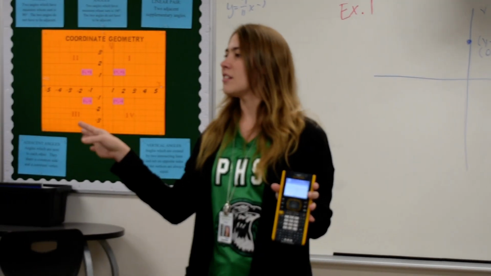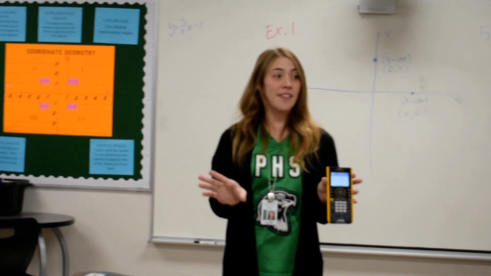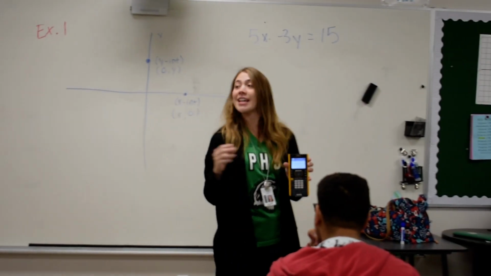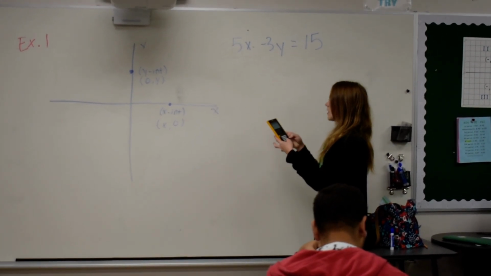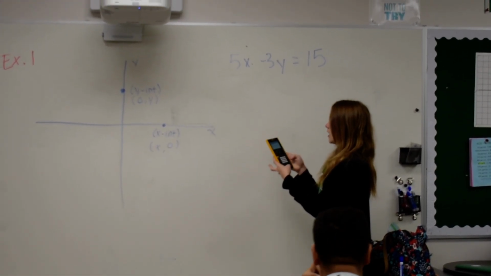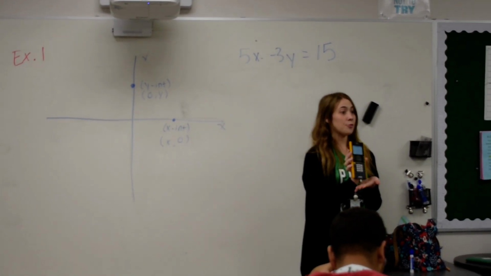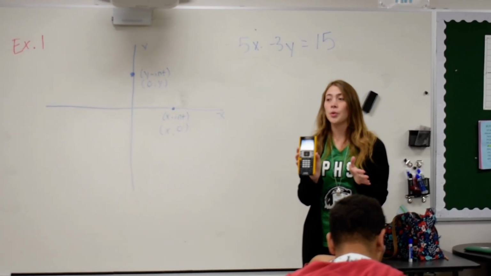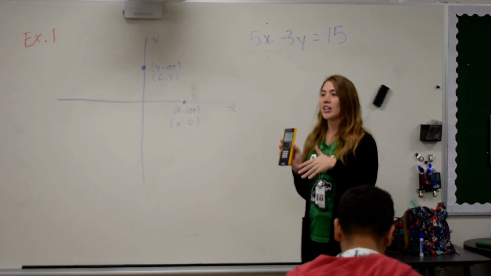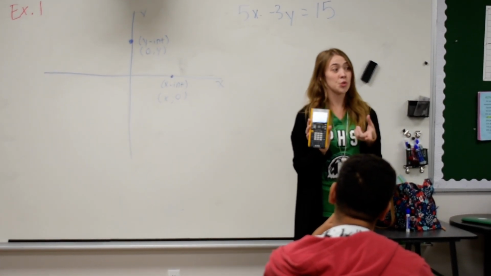Anybody need help getting there? Everybody's got it? Okay. And then you're going to type in the equation exactly as it's given to you. So in this case, it's 5x minus 3y equals 15. And it will graph the line for you. So before you go to graph, what we want to do is we want to find our x and y intercepts. And luckily the calculator has a super easy way of doing it using trace.